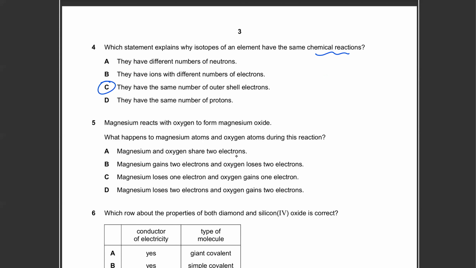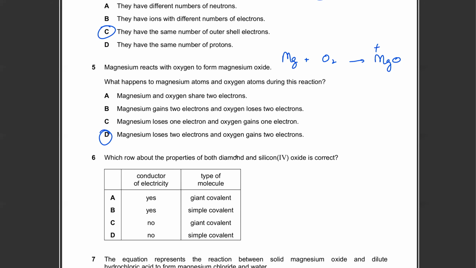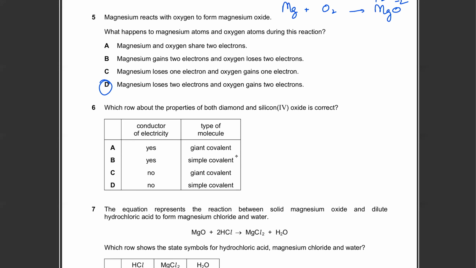Magnesium reacts with oxygen to form magnesium oxide. What happens to magnesium atoms and oxygen atoms during this reaction? So what do you think? What happens? Magnesium will lose while oxygen will gain 2 electrons. So D. This is +2, that's -2, right? Which row about the properties of both diamond and silicon(IV) oxide is correct?